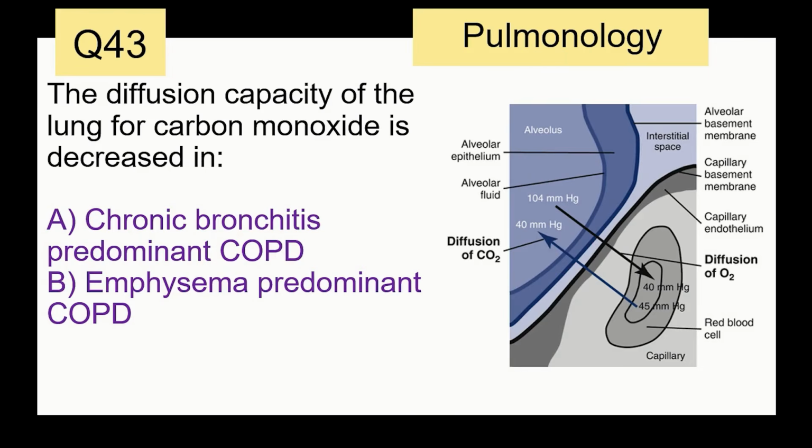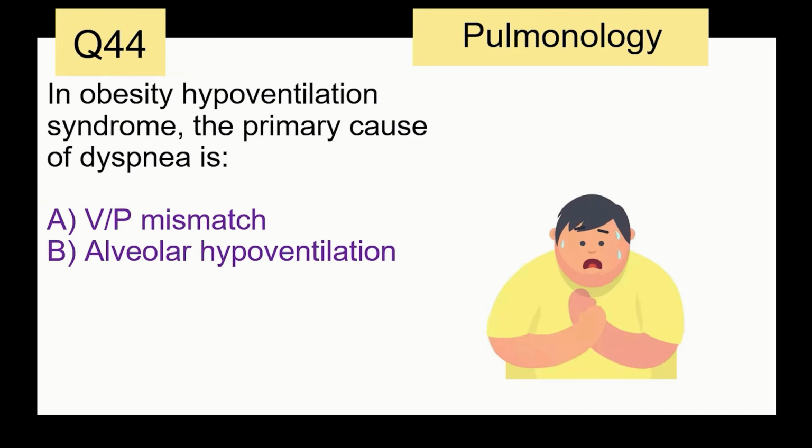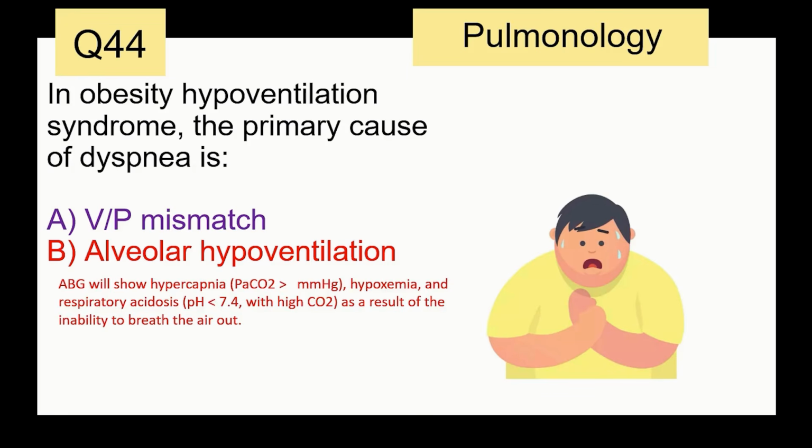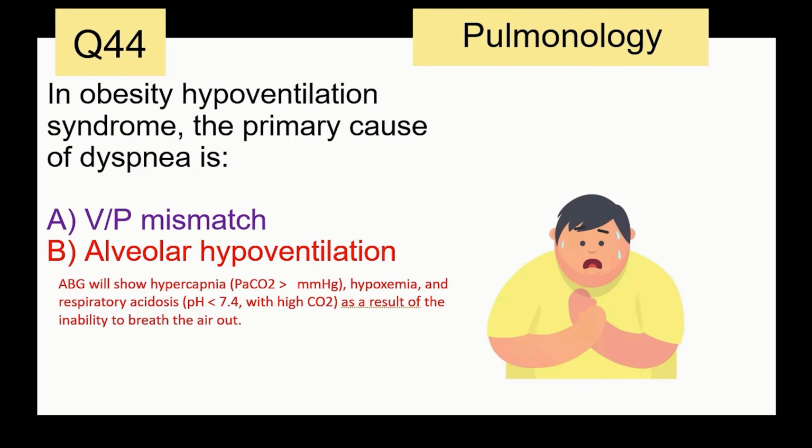All right, question 43. The diffusion capacity of the lung for carbon monoxide is decreased in emphysema due to the destruction of the alveoli. I just wrote a note on the side over here. Chronic bronchitis is defined as productive cough for more than 3 months over 2 consecutive years, not due to other causes. Question 44. In obesity hypoventilation syndrome, the primary cause of the dyspnea is alveolar hypoventilation, as the patient has a more difficult time getting the air out. All that extra fat is making it harder for the person to get air out. There's no lung pathology inherently. It's an alveolar hypoventilation issue. Lab values will show hypercapnia, hypoxemia, and respiratory acidosis as a result of the inability to breathe the air out and the buildup of carbon dioxide.